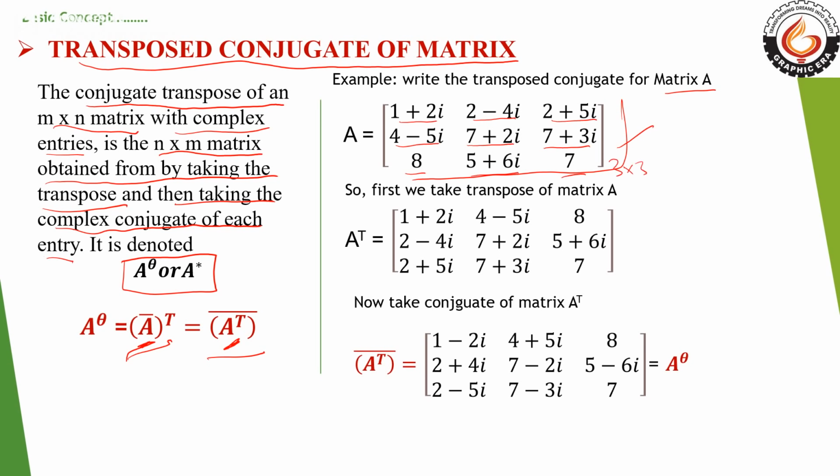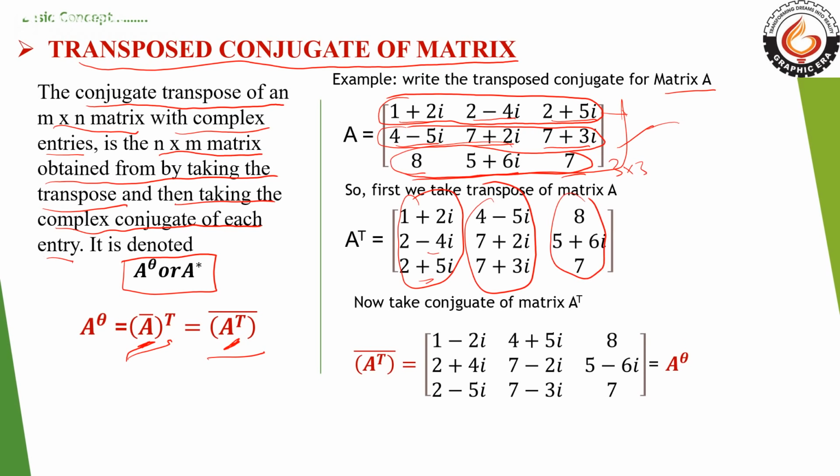So first we take the transpose of that matrix A. So what we do, we just interchange the rows into columns. So the first row makes the first column, that is 1 plus 2 iota, 2 minus 4 iota and 2 plus 5 iota. In the similar manner, the second row makes the second column and the third row makes the third column in the transpose. So this is A transpose of that matrix.